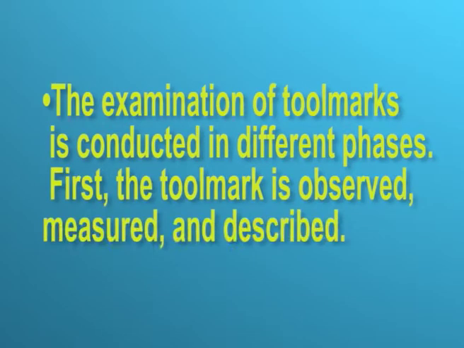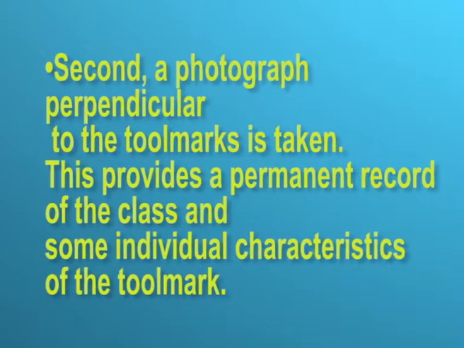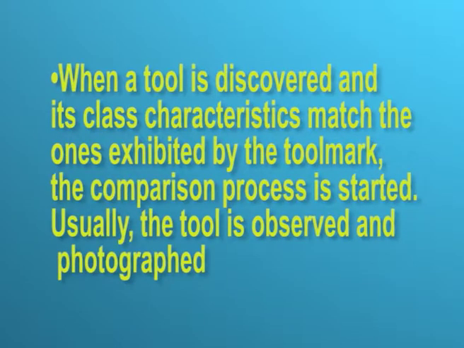The examination of tool marks is conducted in different phases. First, the tool mark is observed, measured and described. Second, a photograph perpendicular to the tool mark is taken. This provides a permanent record of the class and some individual characteristics of the tool mark. When a tool is discovered and its class characteristics match the ones exhibited by the tool mark, then the comparison process is started. Usually, the tool is observed and photographed.